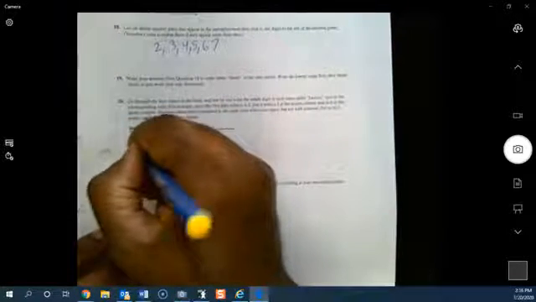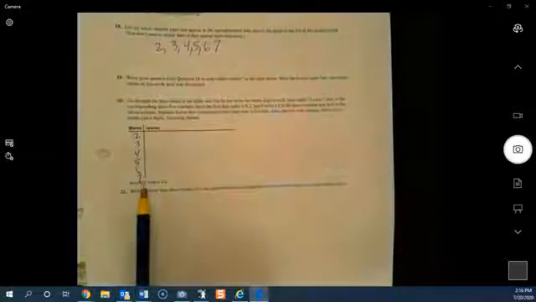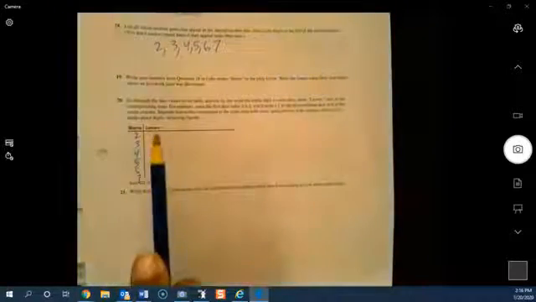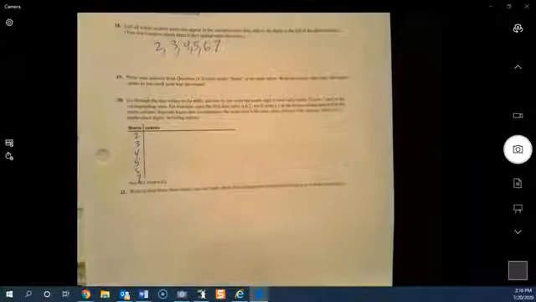Okay, now we go here to 19. It says, write your answers from question 18 in order under stems in the table below. Write the lowest values first, then larger values as you work your way downward. Okay, so for 19, we'll write 2, 3, 4, 5, 6, and 7. Now the key tells you here, this 6 | 2, the 6 is the stem, the 2 is the leaf, means 6.2.